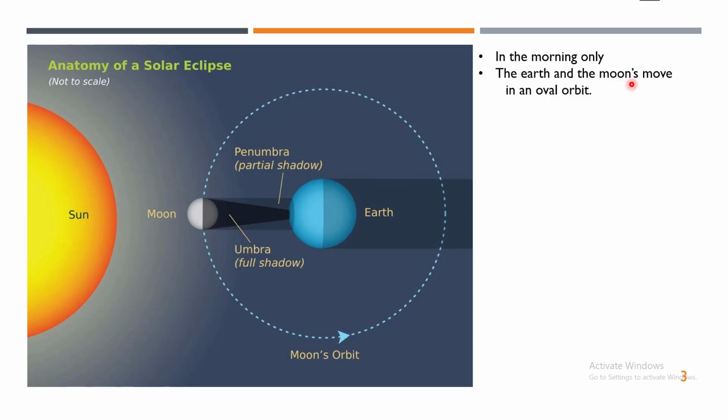The earth and the moon move in an oval orbit. Oval orbit means it's not a perfect circle as we see here, but rather it takes a specific curve like that, and from the other side, and the rotation keeps going like that. We understand here the occurrence of the solar eclipse and how that happens.